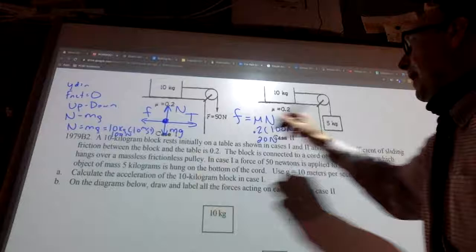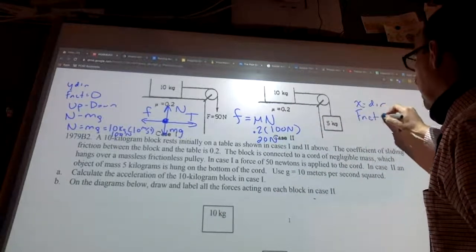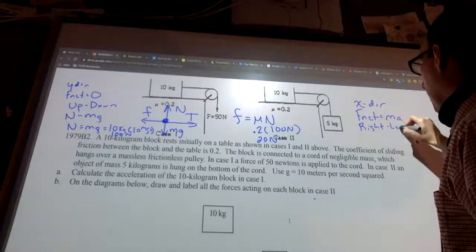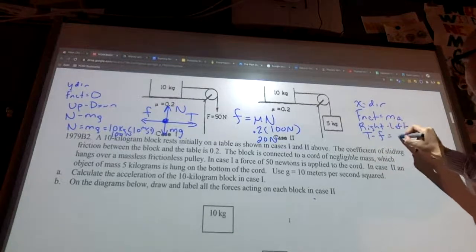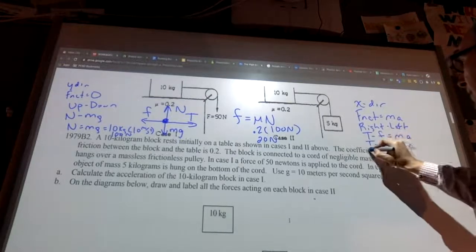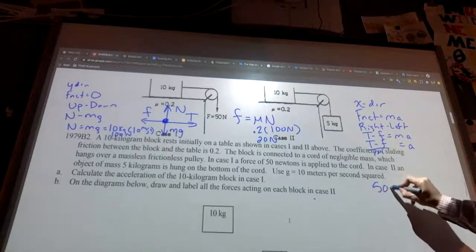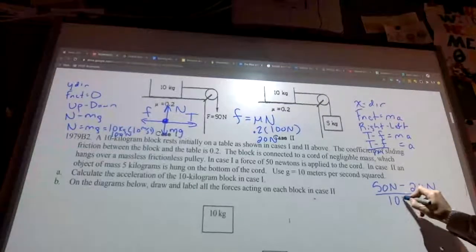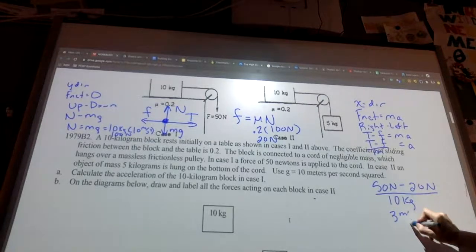All right, so now I'm going to do my x direction. In the x direction, fnet's going to be equal to ma. I'm going to take my right minus my left, and so that's going to be t minus f equals ma. So a is going to be equal to t minus f over m. So my tension was 50, my friction is 20, my mass is 10. I'm going to have an acceleration to the right of 3 meters per second squared.